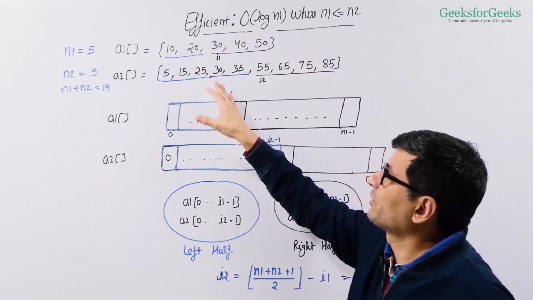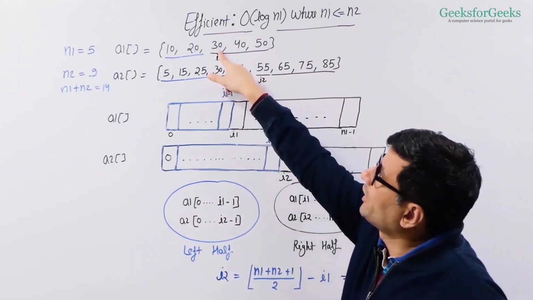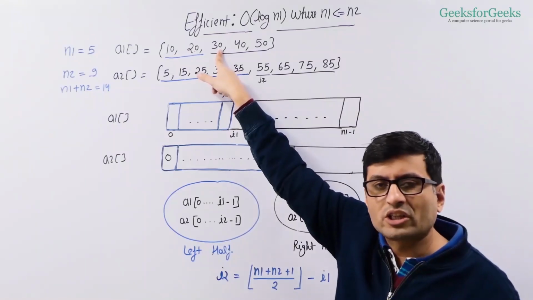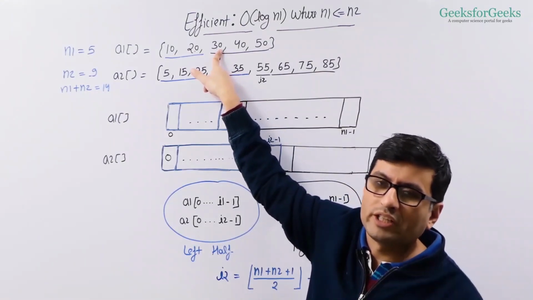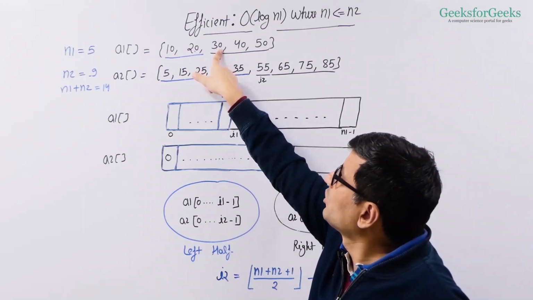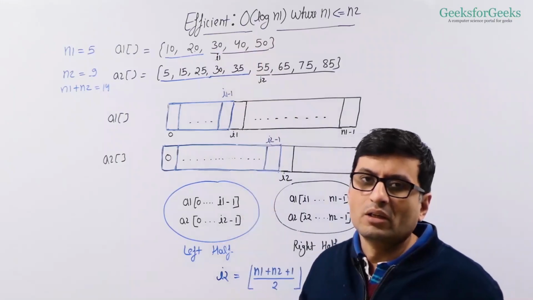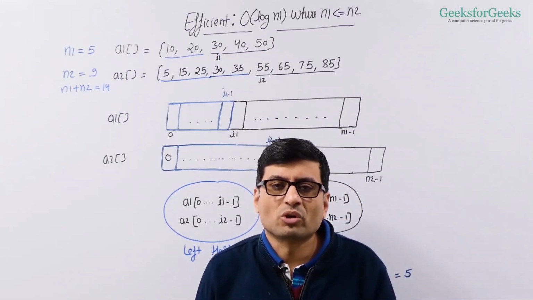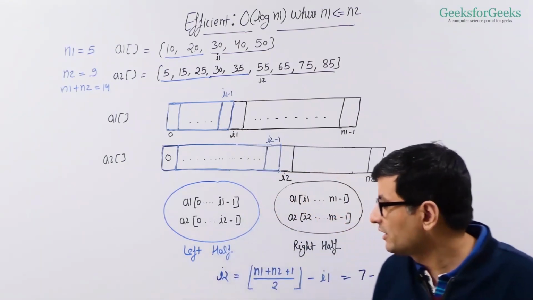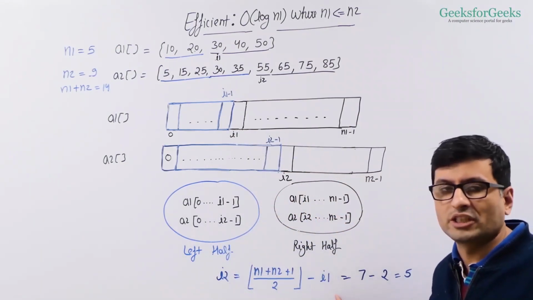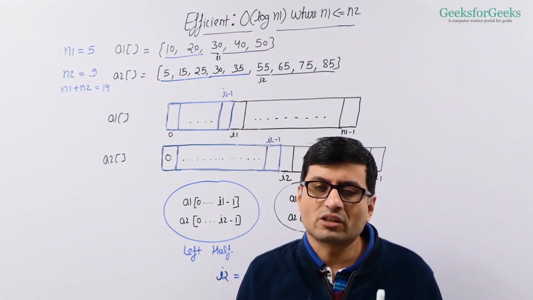But that's not true here, because this 35, which is in the left half, is greater than 30, right? So this 30 is actually a smaller element which has gone to the right side. So you will do binary search in the right half of the smaller array. Whatever index you reach, you can find the corresponding index in the other array using the same formula. So that's the basic idea of this binary search based algorithm.